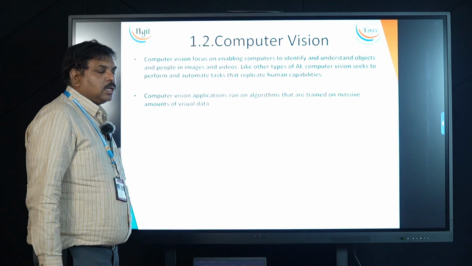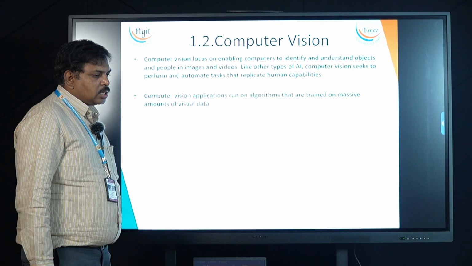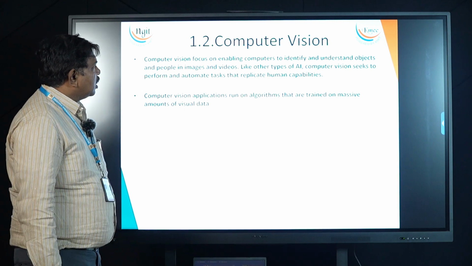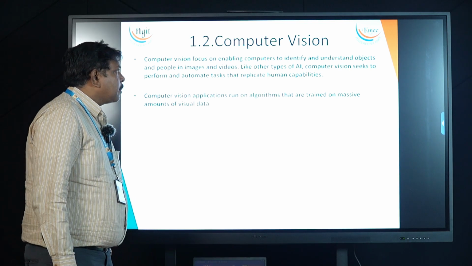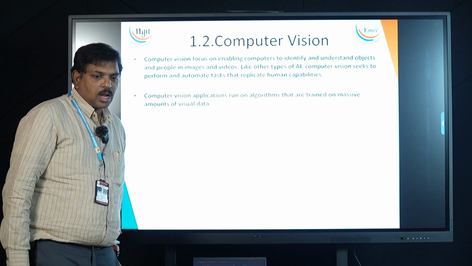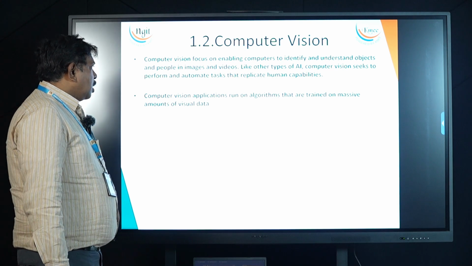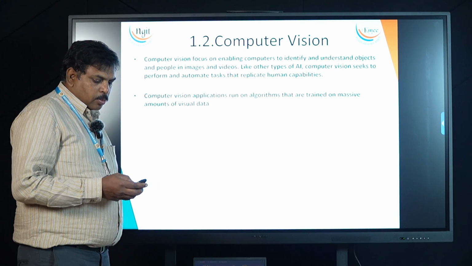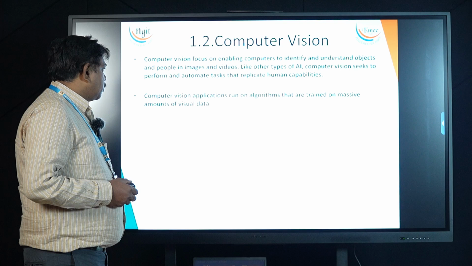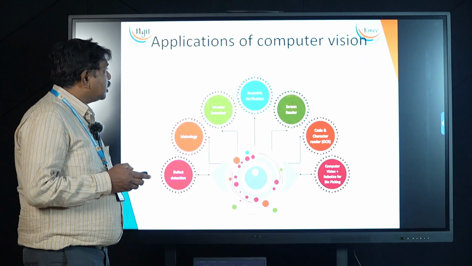Next sub area in AI is computer vision. Computer vision is like an eye to us humans. Here these AI devices and algorithms use the vision concept to identify and understand the objects in images and videos. Whatever human capabilities of vision there are, they are all mimicked in computer vision. These algorithms are trained on massive amounts of visual data.